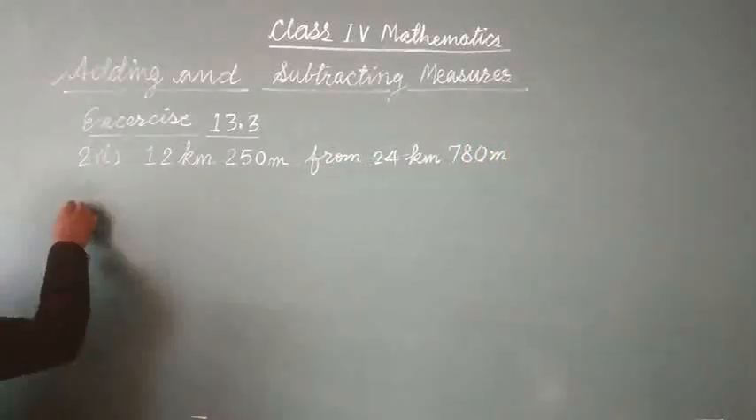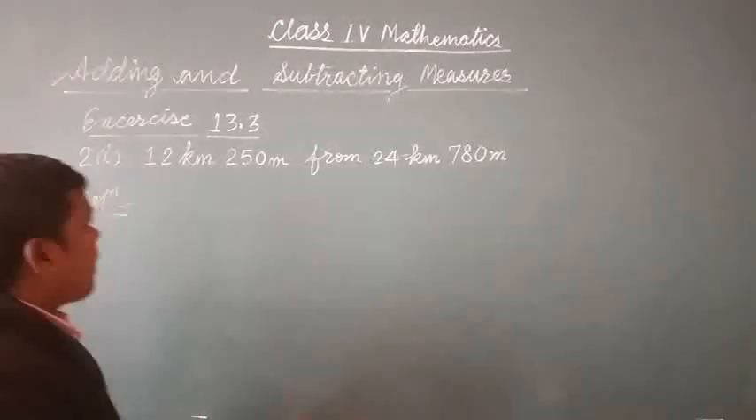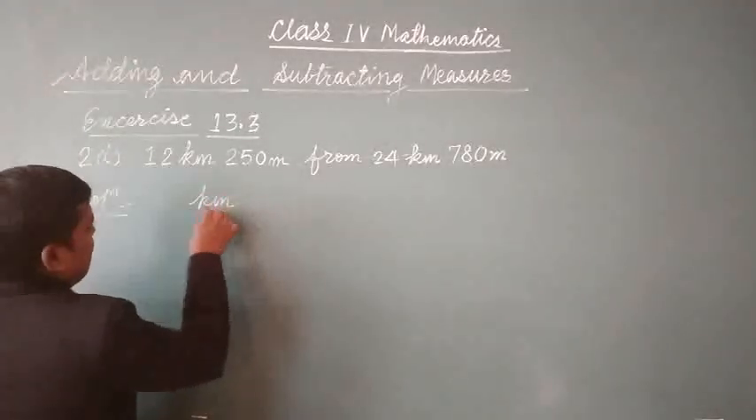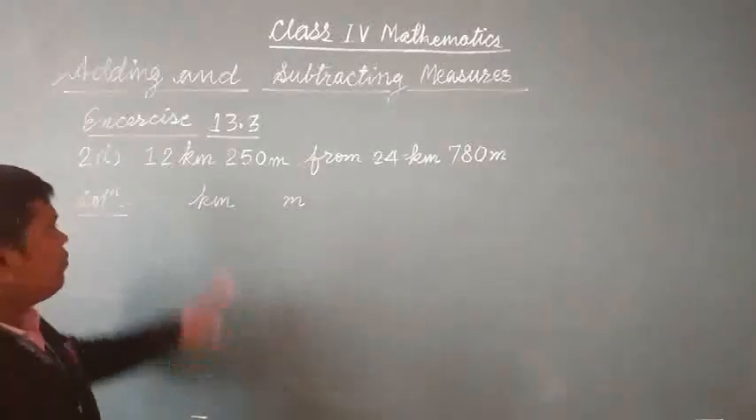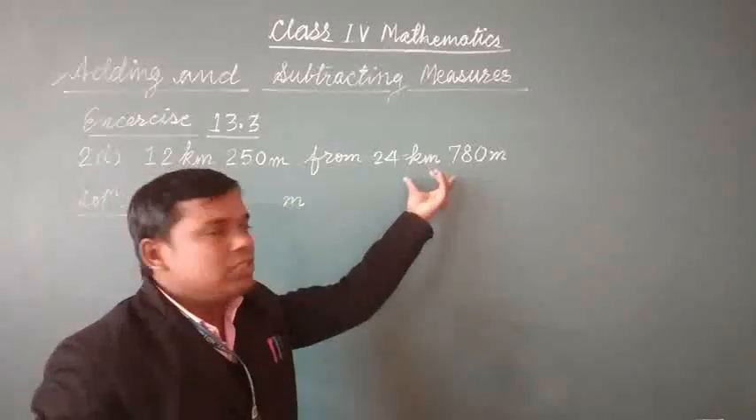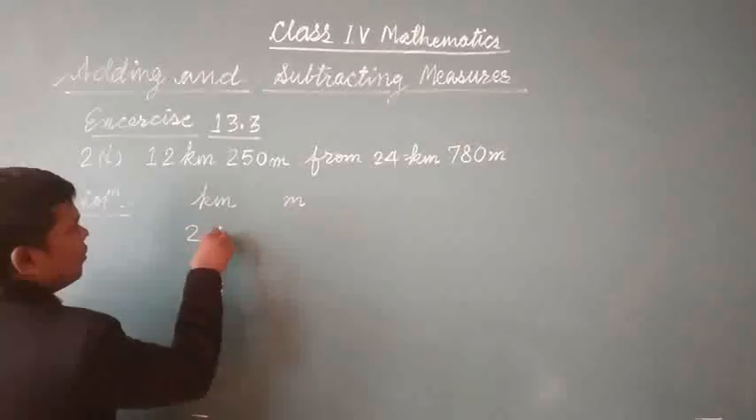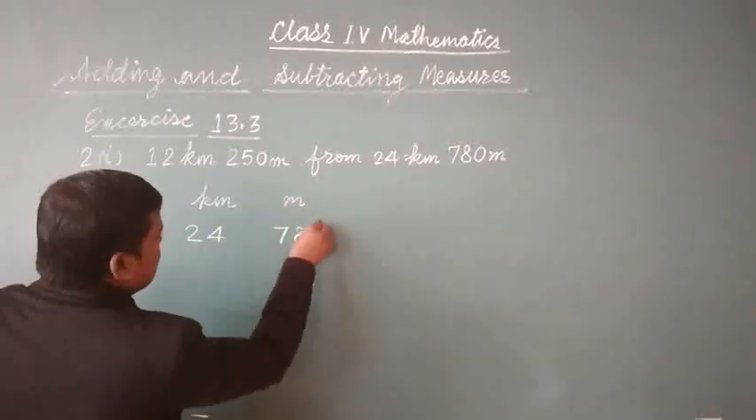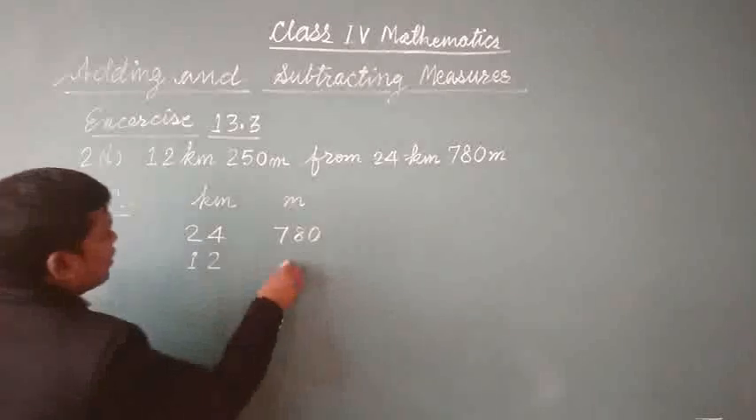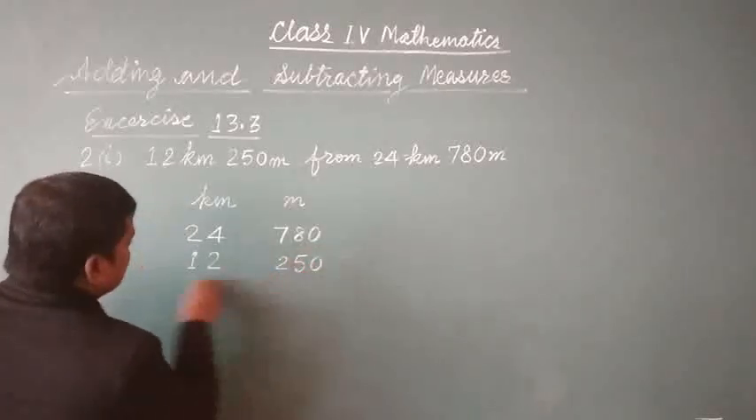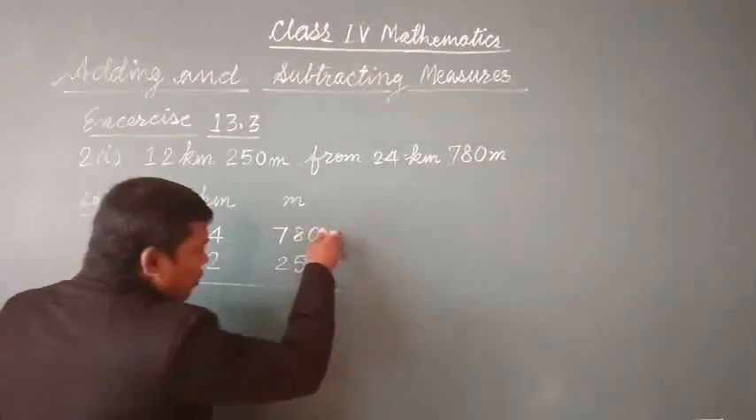Now again we write the solution and we write the given ranges in column. Means we write here kilometer and here meter. The value which is in kilometer we write under kilometer, but we have to subtract this value from this one. So this one should be written up and this one should be written down. So we write here 24 kilometer and 780 meter. Then we write 12 kilometer 250 meter.